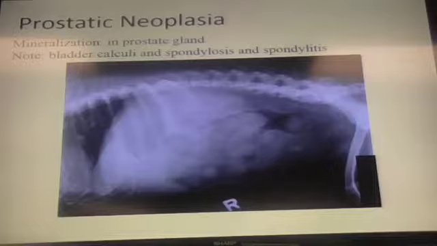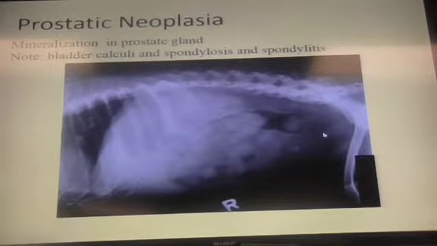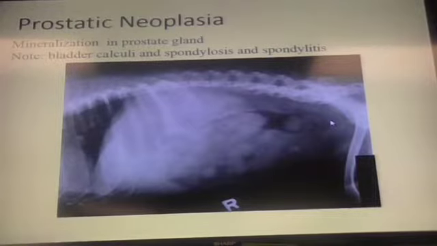What do we look for in addition to metastasis in the sublumbar region? Anytime you see dystrophic mineralization, that's usually badness. And everybody see this is prostate gland. Can neutered pets get prostatic neoplasia? Absolutely. So they're neutered to try to avoid that, but they still can get prostatic neoplasia.